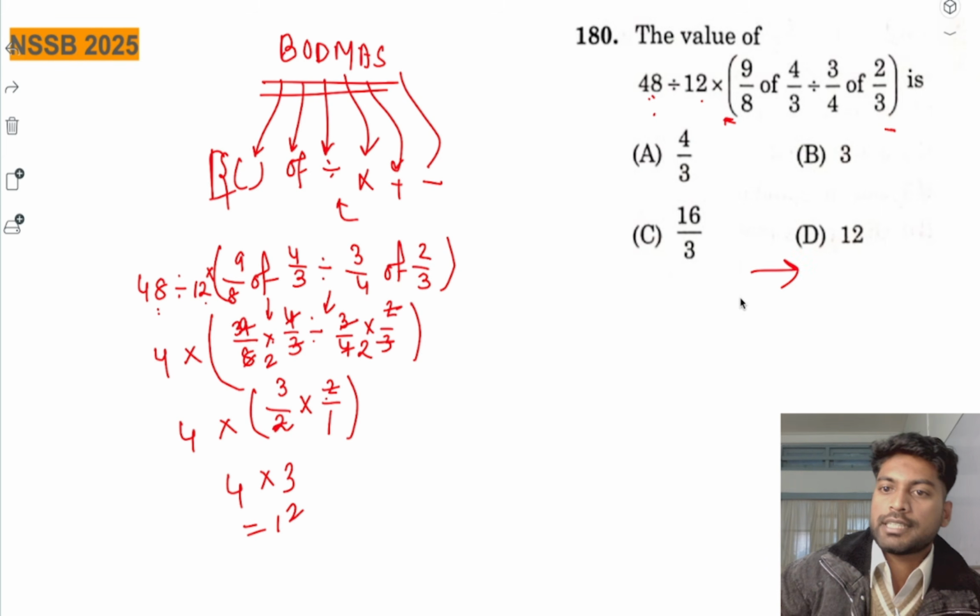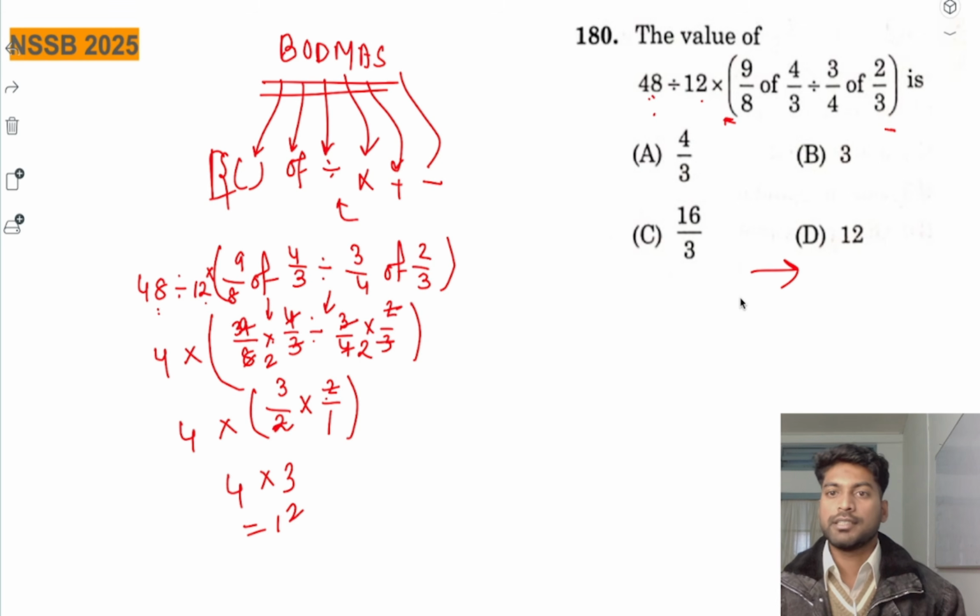So D is the correct answer. Okay, easy one. Of means you have to multiply, but not before the division. Okay, chalo.